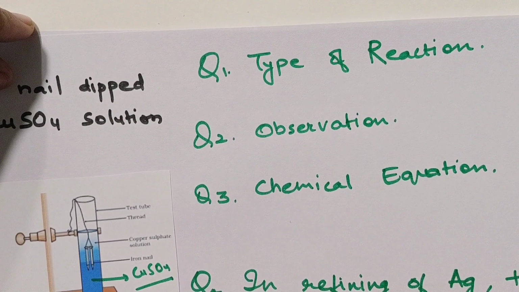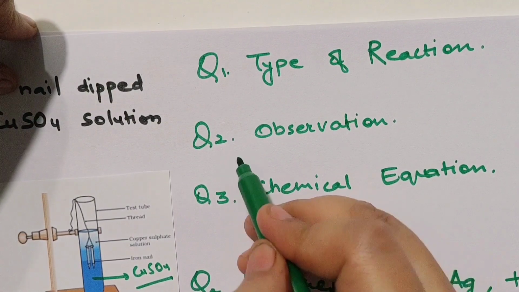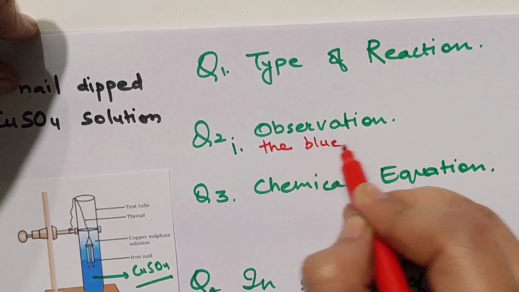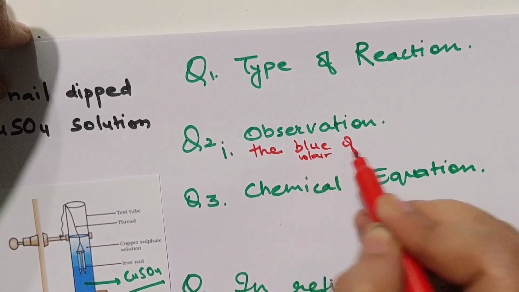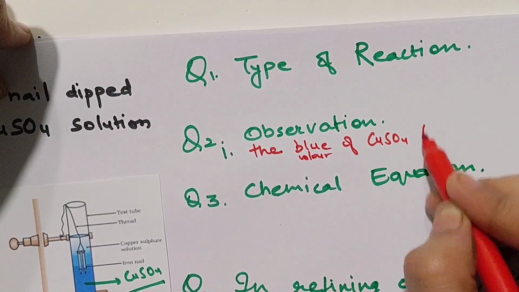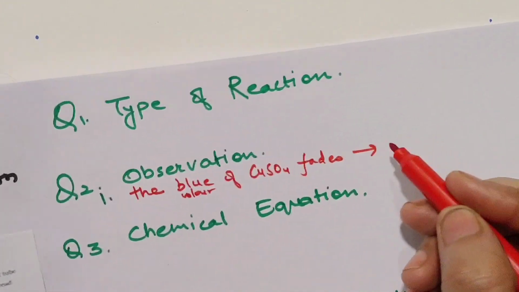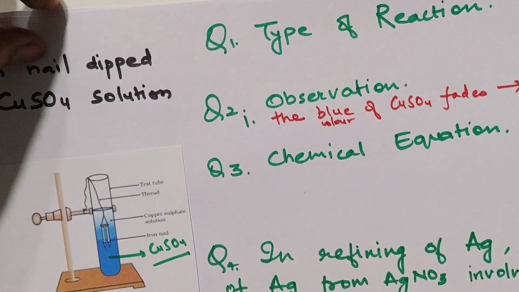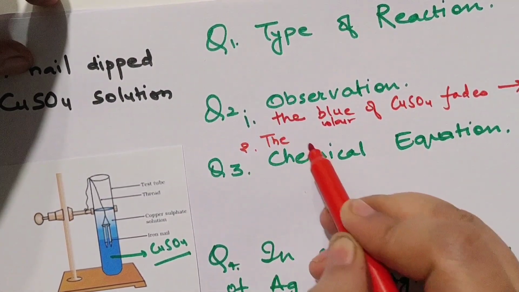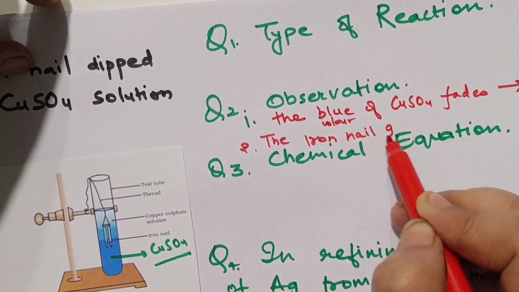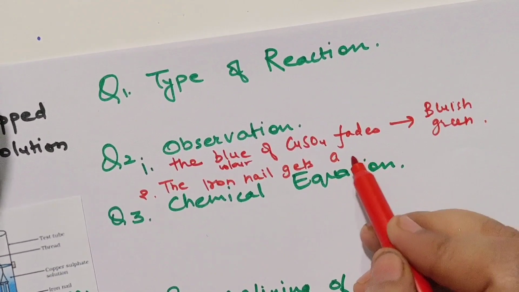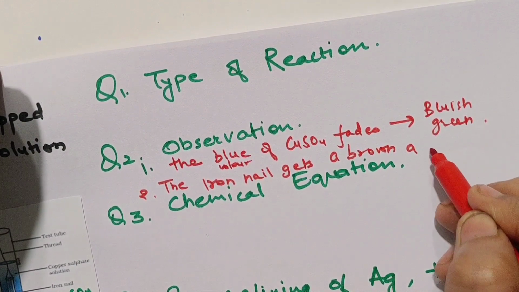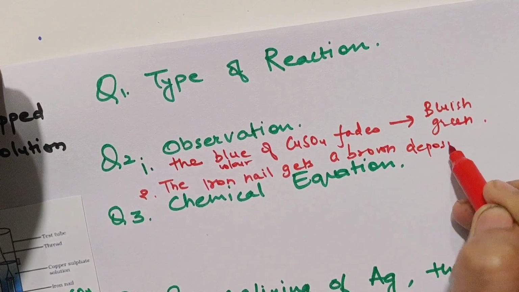First, let's discuss observations. Over time, the blue color of copper sulfate fades and slowly changes into bluish green. The second change is that the iron nail gets a brown colored deposit, or a brown solid is deposited on the iron nail. A brown deposit.